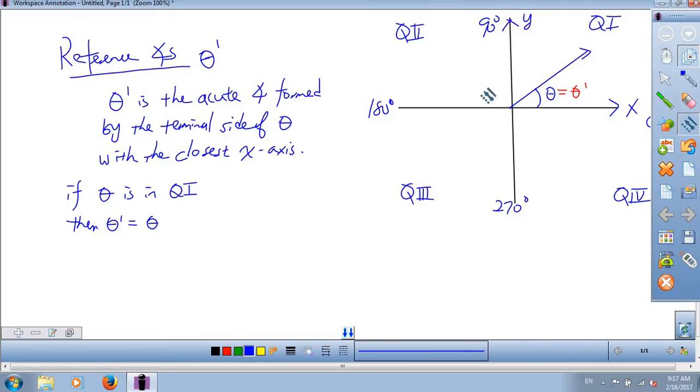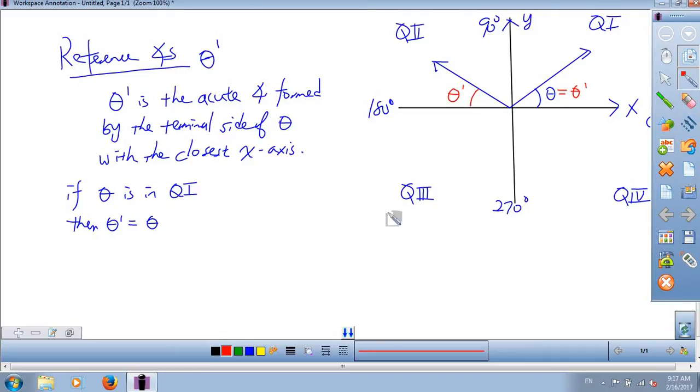What happens if theta happens to be in quadrant 2? Let's say this terminal side is in quadrant 2. Well, the closest x-axis is the negative x-axis, which is 180 degrees. So this is the angle that's going to be called the reference angle.